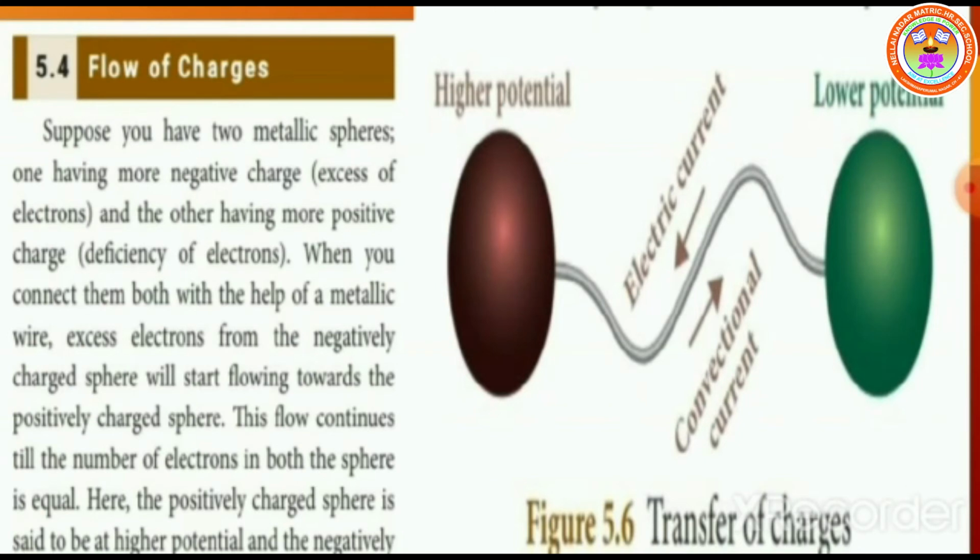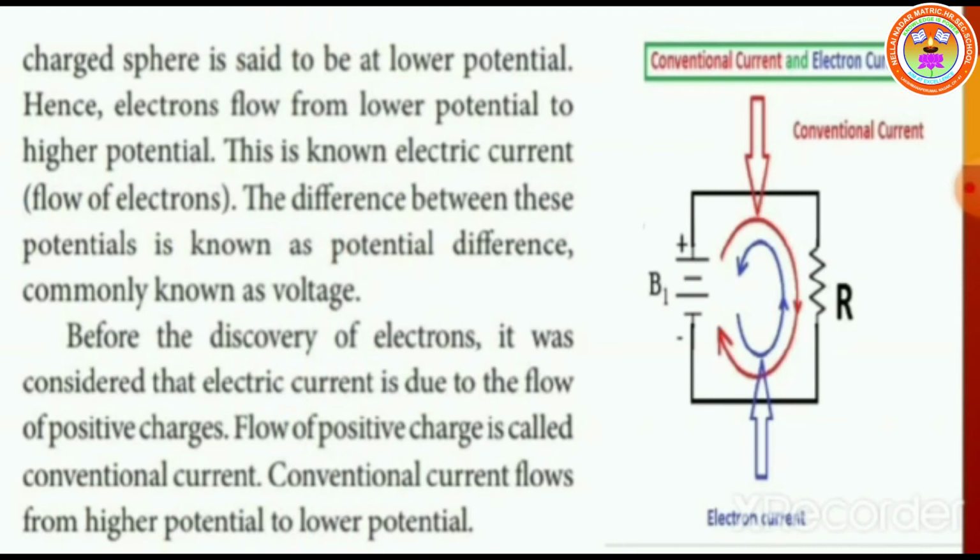Before the discovery of electrons, it was considered that electric current is due to the flow of positive charges. Children, we know that the electron is negatively charged. Flow of positive charge is called conventional current. Conventional current flows from higher potential to lower potential.